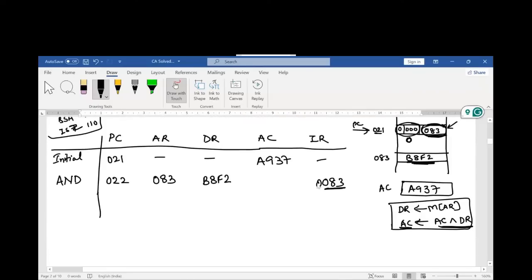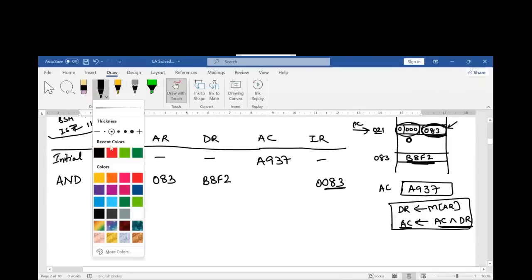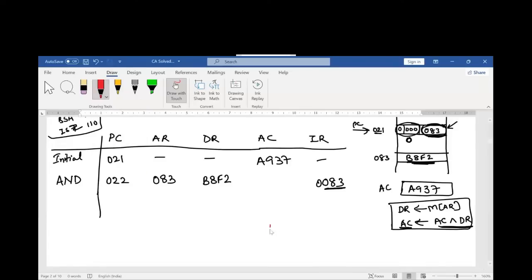So what is the value of AC? AC is A937. So first we'll write it in binary. A is 1010, 9 is 1001, 3 is 0011, and 7 is 0111. Okay, so this is my AC. Now, what is the value of DR? We know that the operation would take place between AC and DR. So DR is B8F2. B is 1011, 8 is 1000, F is 1111, and 2 is 0010.